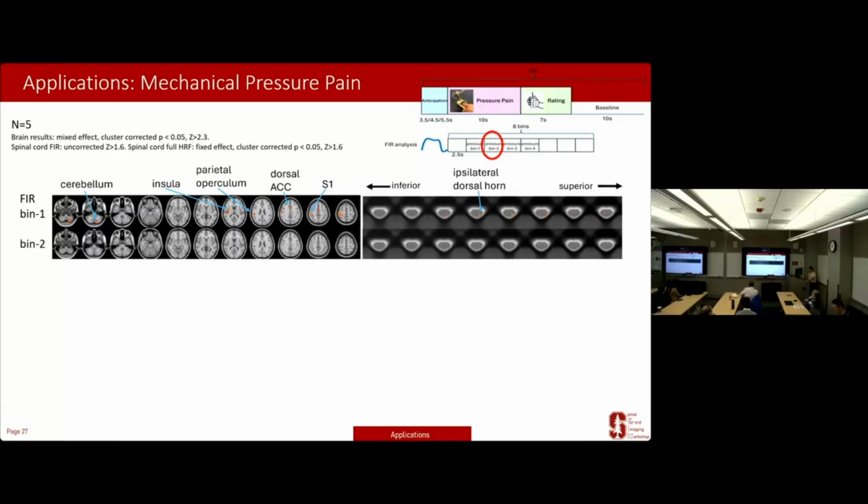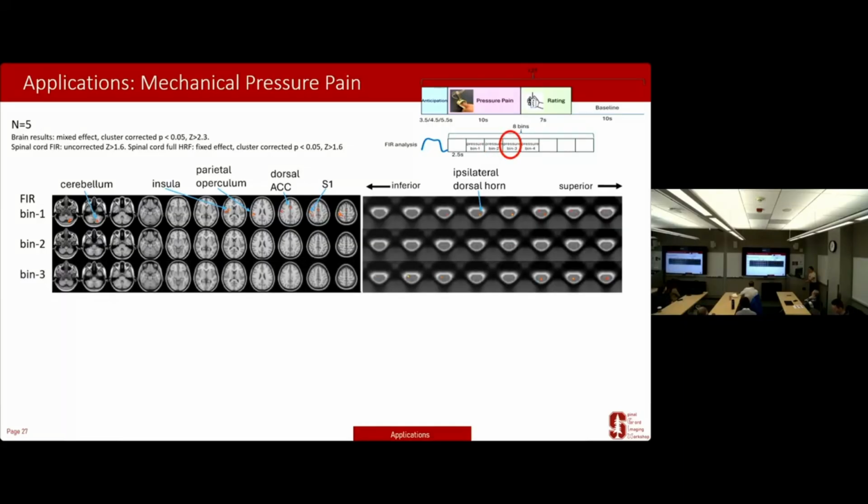Bin 2 didn't have any activation in the brain or the spinal cord, which was kind of surprising. Bin 3 has no activation in the brain either, but there's some spinal cord activation in the contralateral horn and central dorsal region. We're not quite sure what that means. It could be downregulation of pain or could be noise.